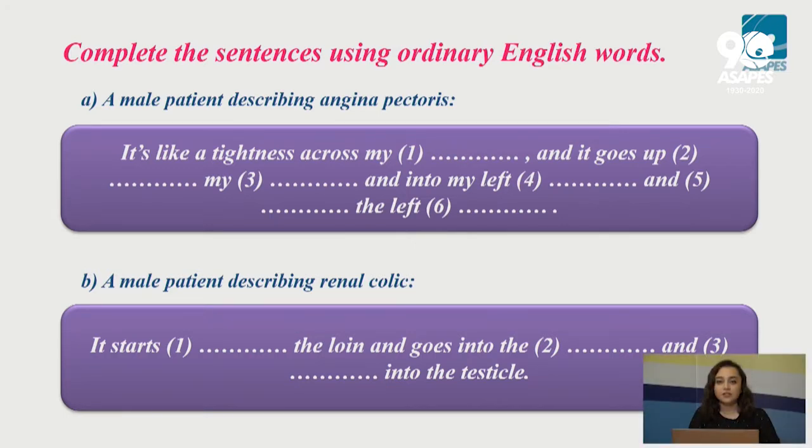We will start with situation A. A male patient describing angina pectoris. "It's like a tightness across my chest, and it goes up into my neck and into my left shoulder and down the left arm." Situation B. A male patient describing renal colic. "It starts in the loin and goes into the groin and down into the testicle."